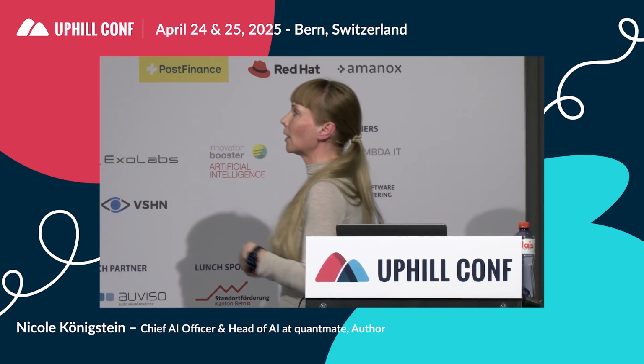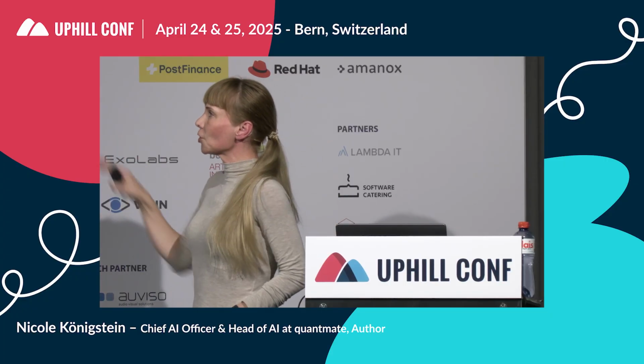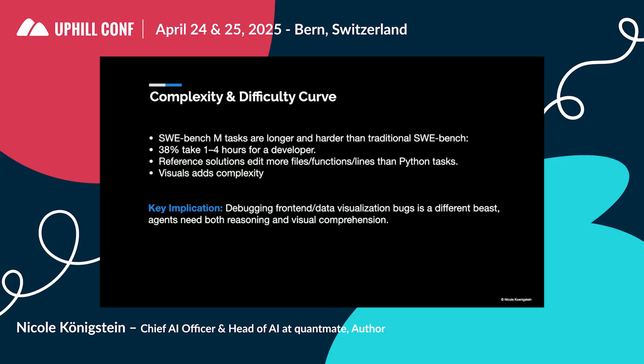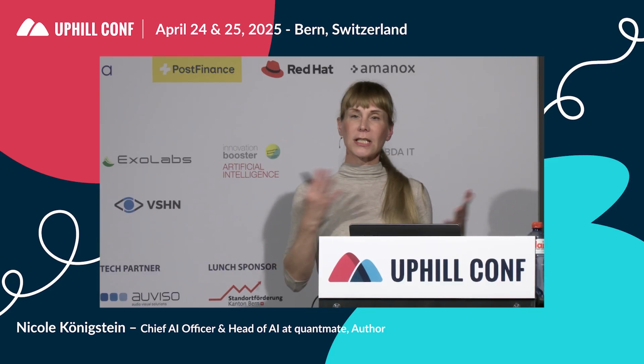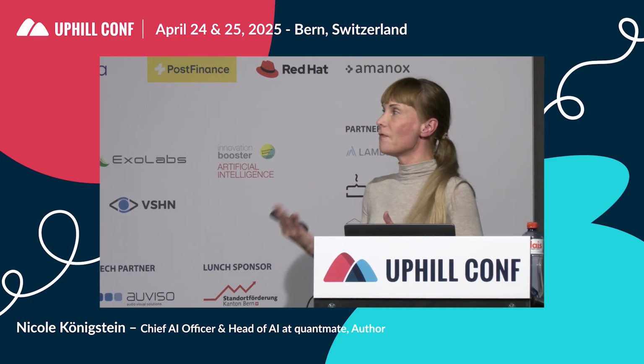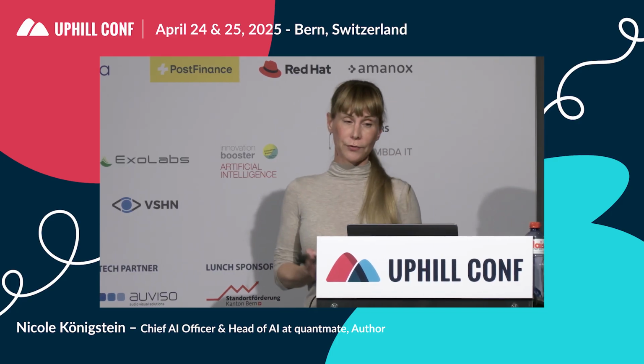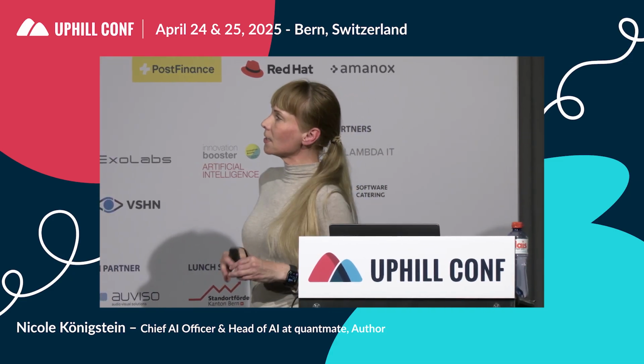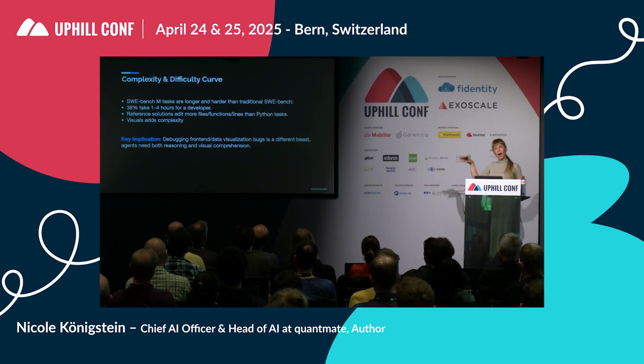And this is an overview of how the benchmark diversified the tests, what they looked at. They also considered the complexity and difficulty curve. How difficult are the tasks the agents have to solve? How do they perform when they have to solve those things? For about 40%, it took 1 to 4 hours for a developer. This is kind of how they benchmarked how difficult the tasks for the agents are.